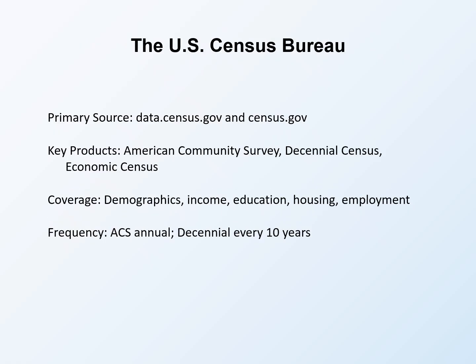The U.S. Census Bureau is the primary source for demographic and socioeconomic data. The main portal at data.census.gov provides access to their major products with additional resources at census.gov. Key products include the American Community Survey, or ACS, which provides detailed annual estimates on demographics, education, income, housing, and more. The decennial census conducted every 10 years provides the complete population count and basic characteristics. The economic census surveys businesses and economic activity.